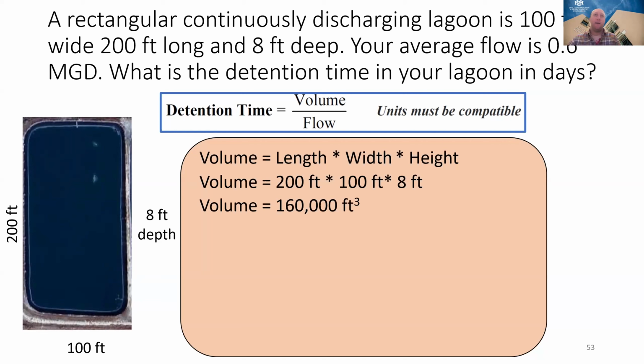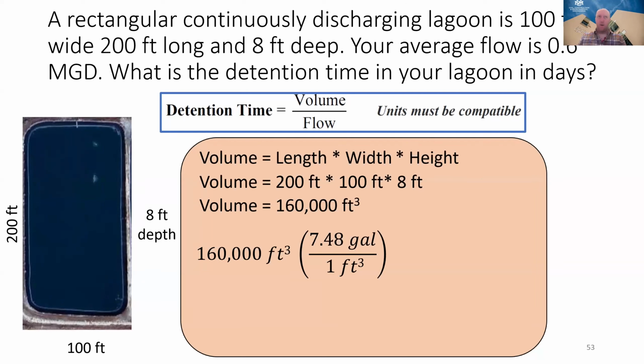And that's going to calculate to 160,000 cubic feet. And so that's a pretty big number. Sometimes it's hard to kind of wrap our heads around that. So maybe we'll convert that into gallons, because that's usually what we use for volumes, it's a little more useful. So we're going to use our conversion factor. So we're going to convert 160,000 cubic feet into gallons.